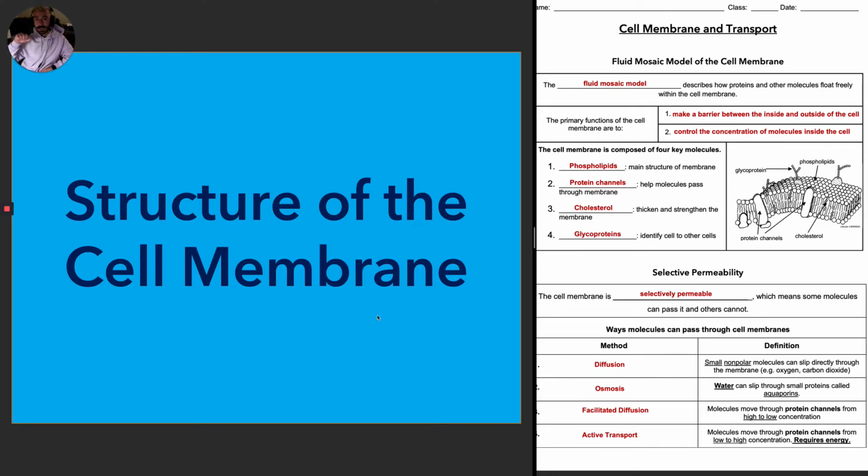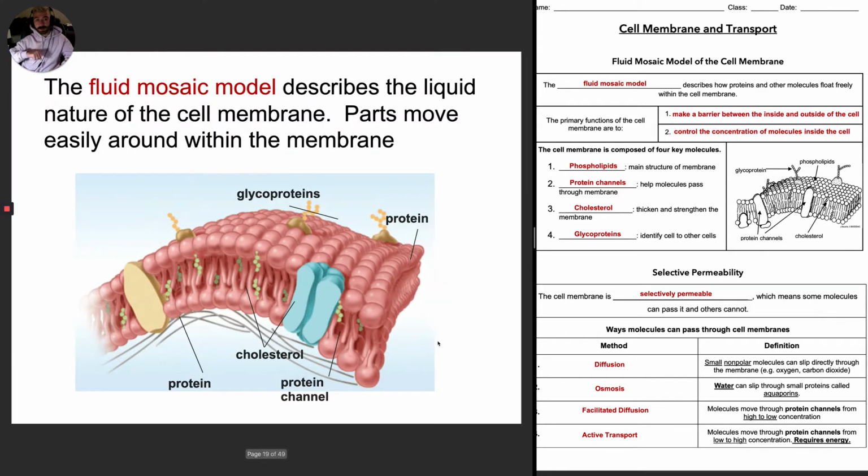Last time we talked about the chemistry of water. We talked about lipids, so saturated and unsaturated fats. Then we brought that all together and talked about phospholipids, a molecule that has a polar head and a nonpolar tail, and how those arrange into the phospholipid bilayer. This time we're going to start by talking about the structure of the cell membrane.